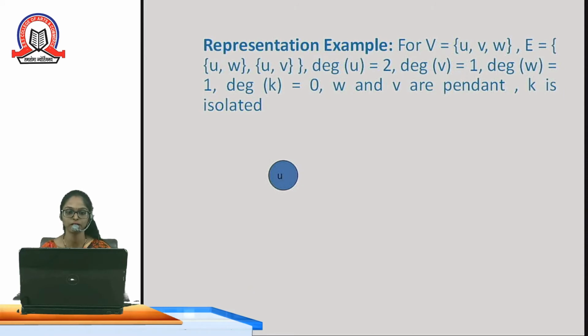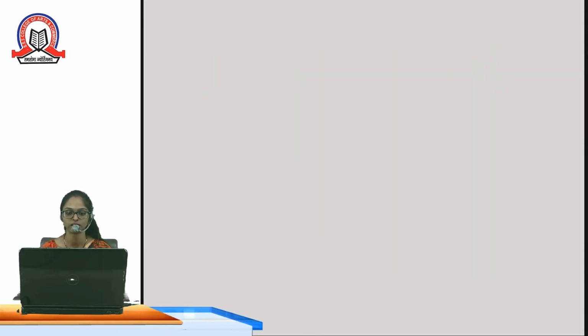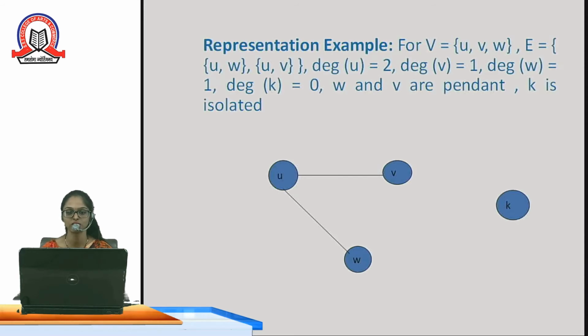You can see this example. My vertices are u, v and w, and the fourth vertex is k. Now join u and v, there is one edge. U and w, one edge. But at k, no edge is mentioned. Therefore, degree of k is 0, and this type of vertex is called an isolated vertex. And the degree of v and w is 1 because there is only one edge at them. Therefore, this type of vertex is called a pendant vertex.